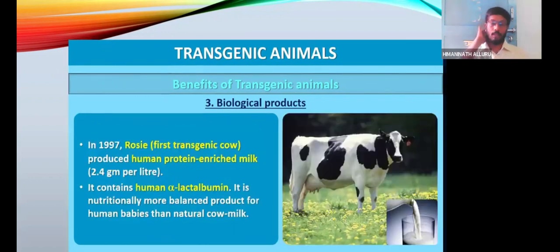In the same way, nothing can equal the mother's milk, as we call it. But now scientists are trying to make milk enriched with human protein. They are using Rosy the cow. They are trying to produce human alpha-lactalbumin. Can you say any goat name, teacher?